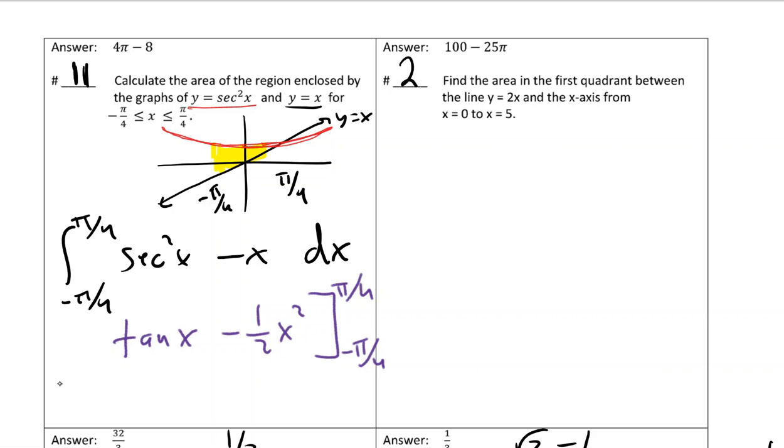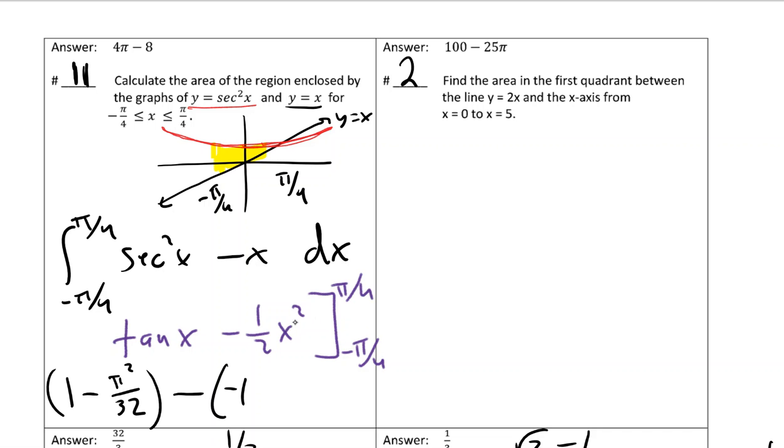And so then if we plug in pi over 4 the first time, tangent of pi over 4 is 1, because sine and cosine are the same there. Plug it in over here, I get pi squared over 16 times a half. Okay, and then minus, plug in negative pi over 4. Tangent at negative pi over 4 is negative 1. Sine and cosine are equal there too, except one's positive and one's negative.